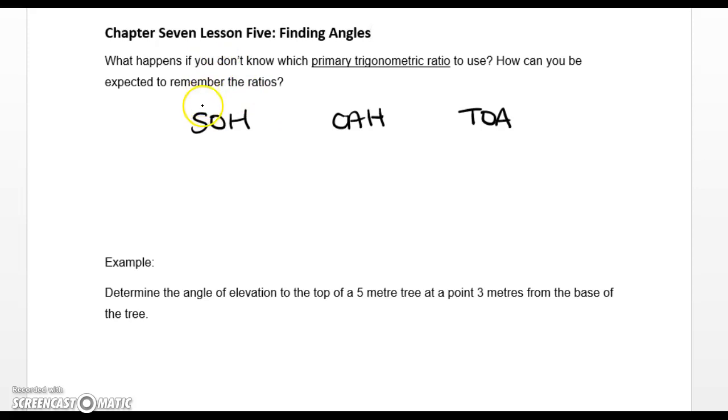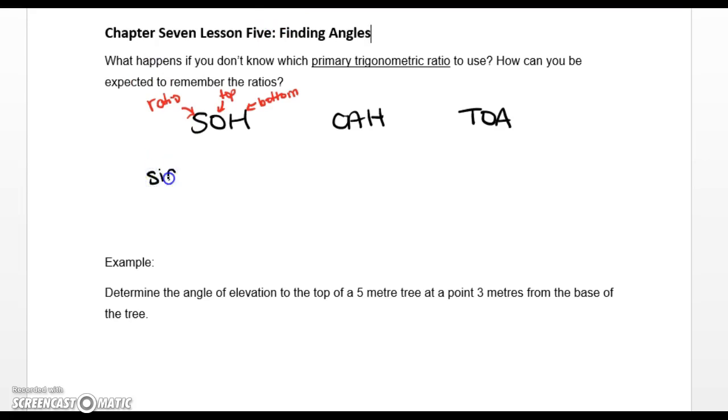So SOH says sine is equal to opposite over hypotenuse. CAH: cosine is equal to adjacent over hypotenuse. TOA: tangent is equal to opposite over adjacent. So SOHCAHTOA literally tells you those three trigonometric ratios, and it even gives it to you in order. The first one is your ratio, then it tells you what is on the top of the fraction, and then what is on the bottom of the fraction.